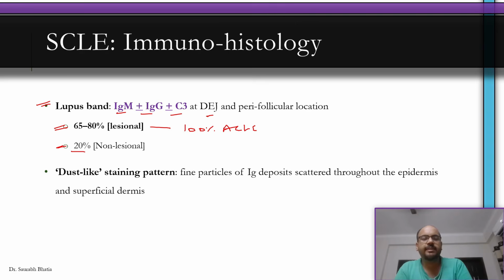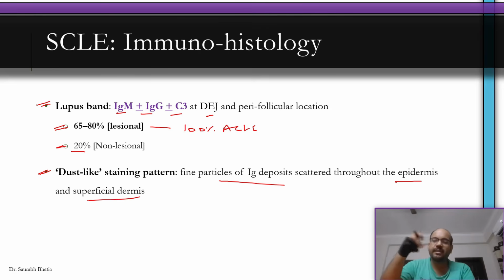A dust-like staining pattern is also described, in which you have fine particles of immunoglobulin deposits throughout the epidermis and superficial dermis. It's more like dusting. You just spray some kind of dust in between the cells, and that is what is known as dust-like staining pattern. Okay.